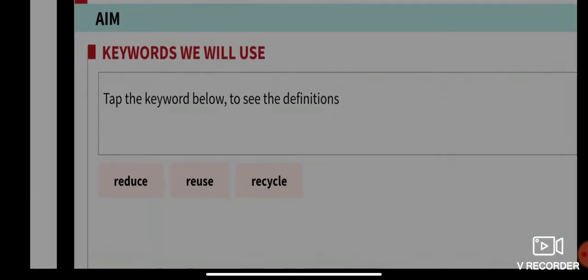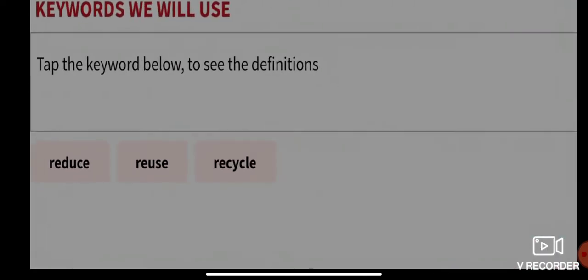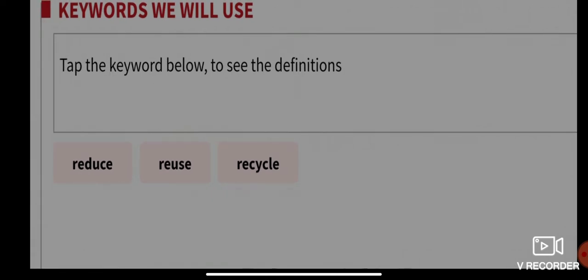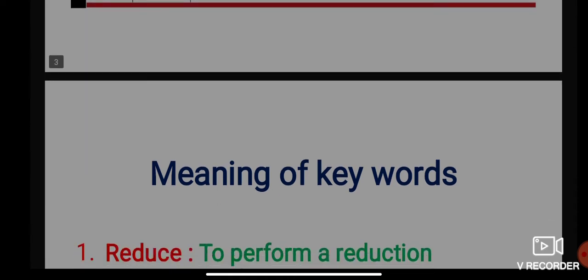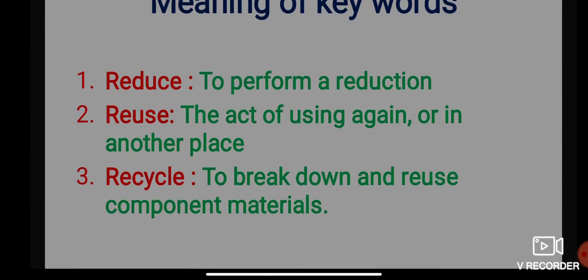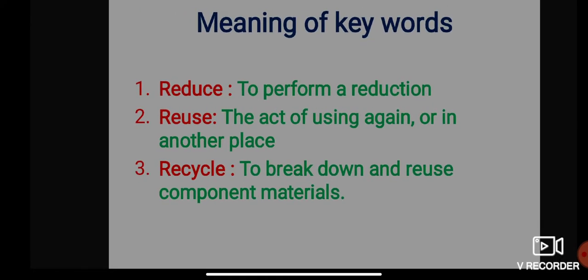The keywords that we will use today are reduce, reuse, and recycle. So let us learn the meaning of the keywords first of all. Reduce means to perform a reduction. Reuse is the act of using again or in another place. And what is recycle? To break down and reuse component materials.